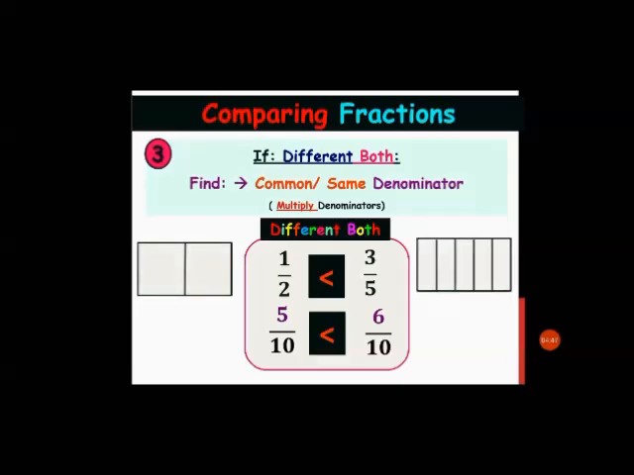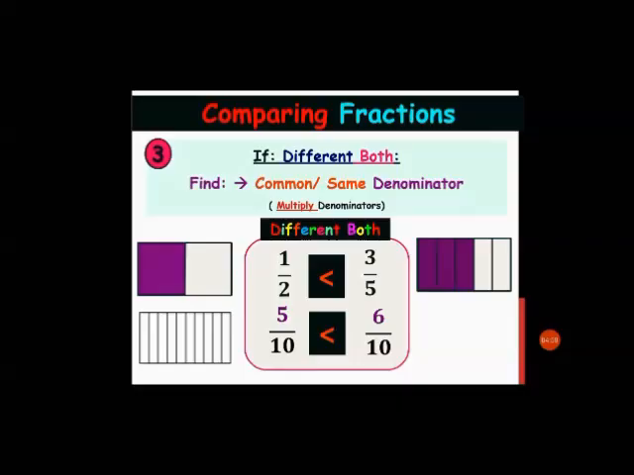So if we want to see this in terms of shapes, I would easily notice that half is less than 3 over 5. Okay? And after making a common denominator, I would notice that 5 over 10 is less than 6 over 10. So do you understand why we make the denominators common or the same? It is to redivide the one whole again into the same parts, so that I can easily compare them when they are both divided into the same number of parts.